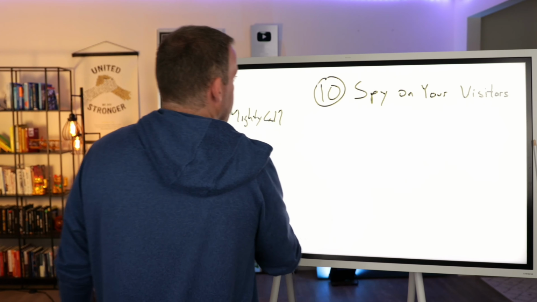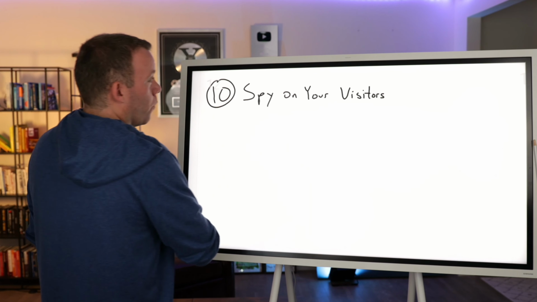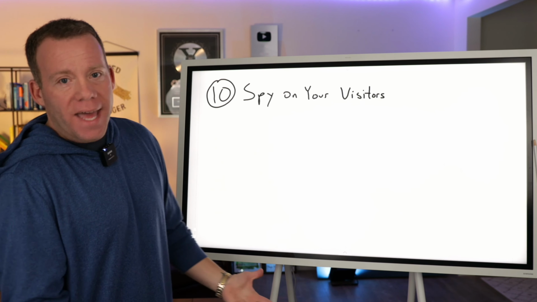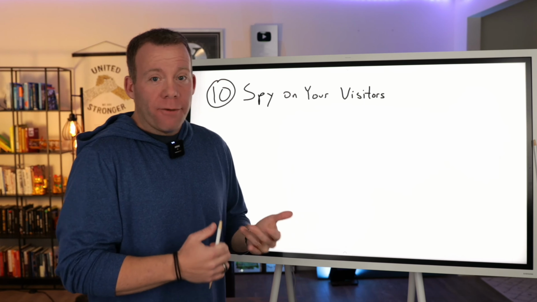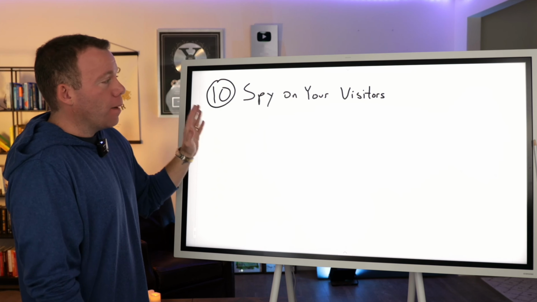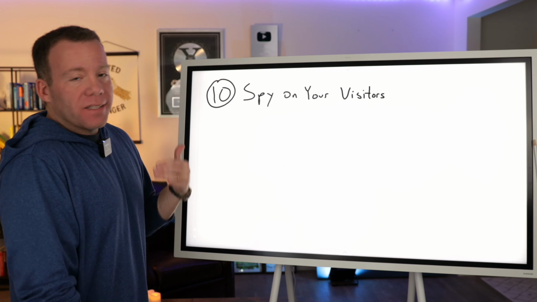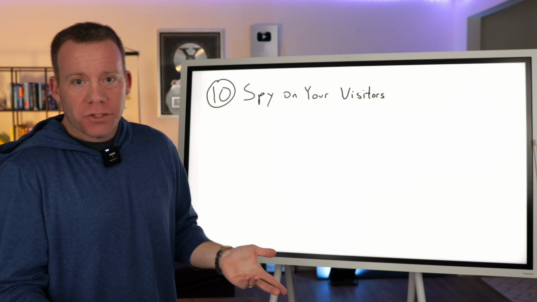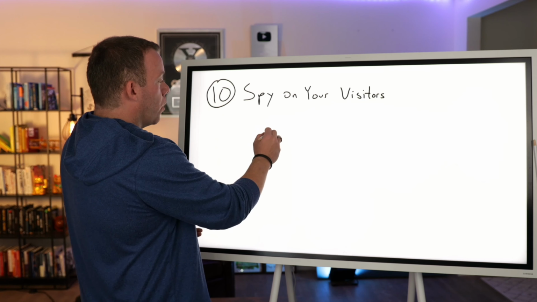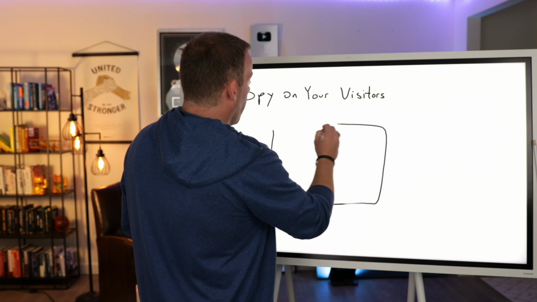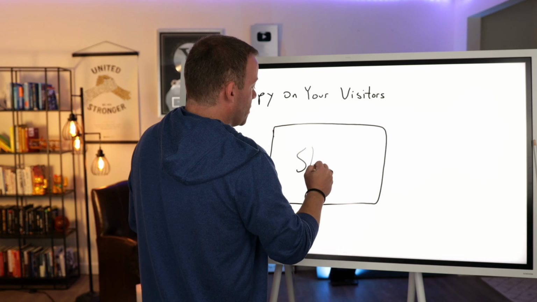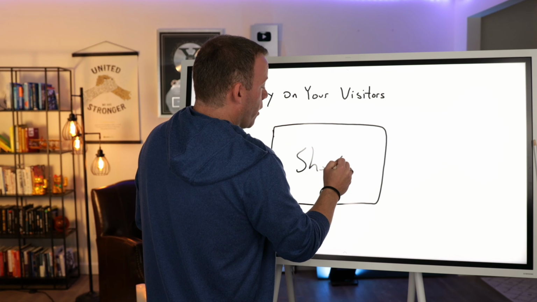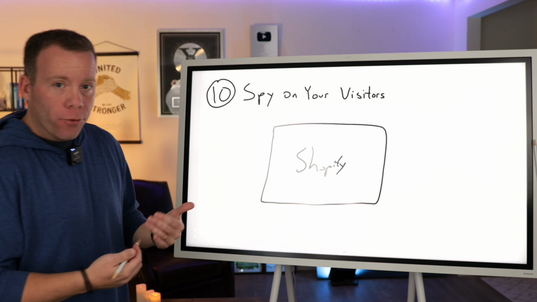So this is gonna bring us into number 10, which is useful really at any point of your business, but definitely in the beginning. And this is to spy on your visitors. Because let's just say you have a brand new store, you launch it, you're getting traffic, but maybe your sales aren't where you want them. You really don't know what's happening once people get to your Shopify store. Where are they clicking? Where is their mouse moving? Where are they spending time on your website?